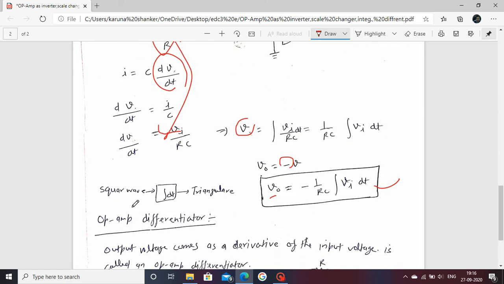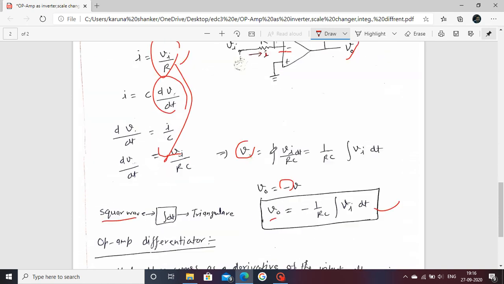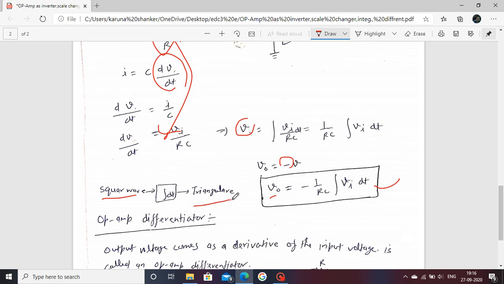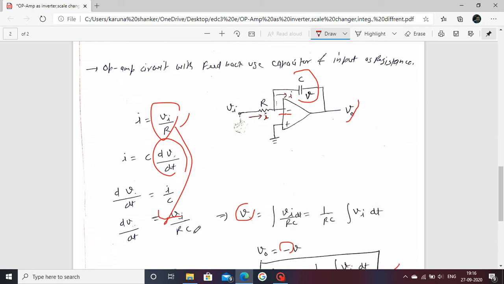Now, one example: suppose Vi is a square wave. Apply this square wave to the integrator circuit, and the output comes as a triangular wave. This is one example of an experiment performed by the integrator circuit.